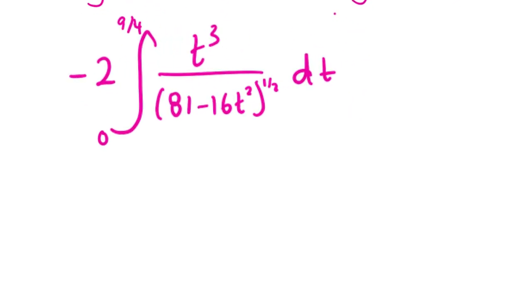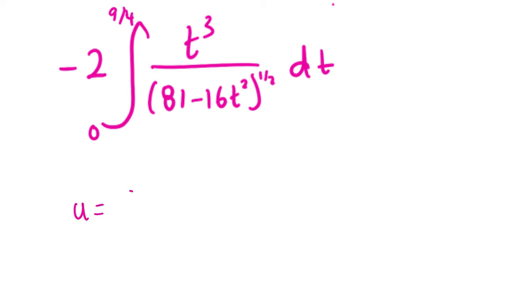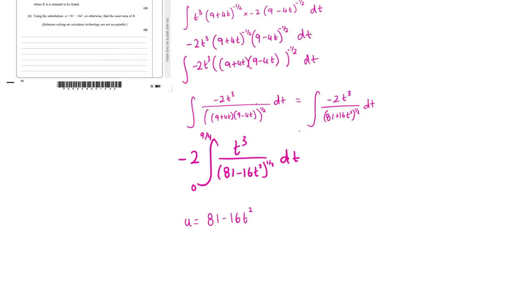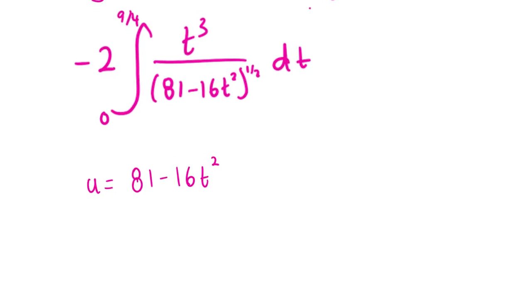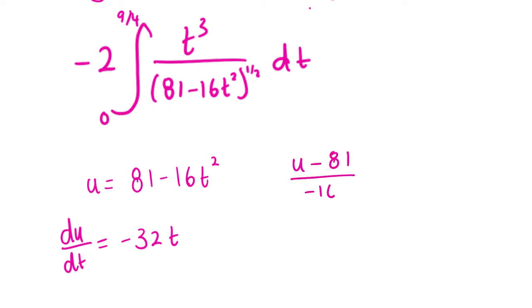Okay, so now an integration question. So u equals 81 minus 16t squared. Is that right? Yeah. Okay. So, what does du dt equal? Minus 32t. Okay, the second step, I need to rearrange this to figure out what t cubed is. I'm going to get u minus 81 divided by negative 16 equals t squared.